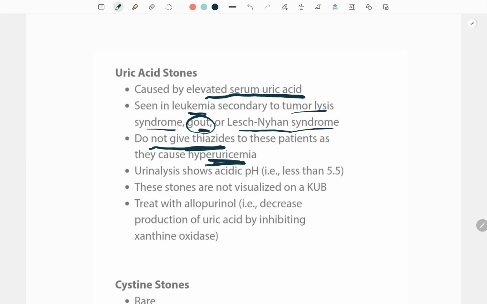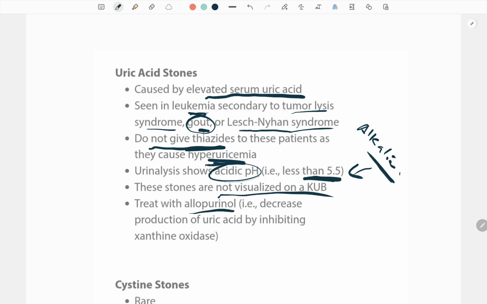The urinalysis will show acidic pH, usually less than 5.5. So the application of this point is, for treating, you can do alkalization, as we talked about earlier in the first video. Alkalization of the urine could be one of the treatments. The stones are not visible on the X-rays, because they are radiolucent stones.